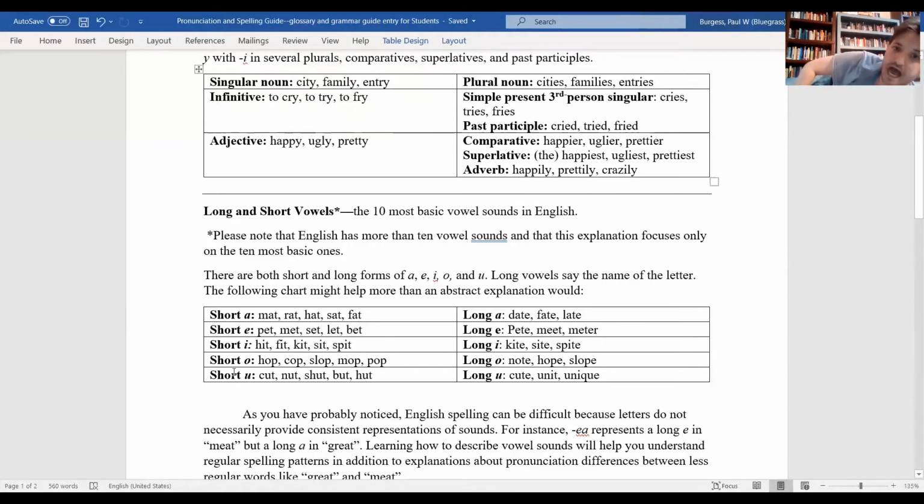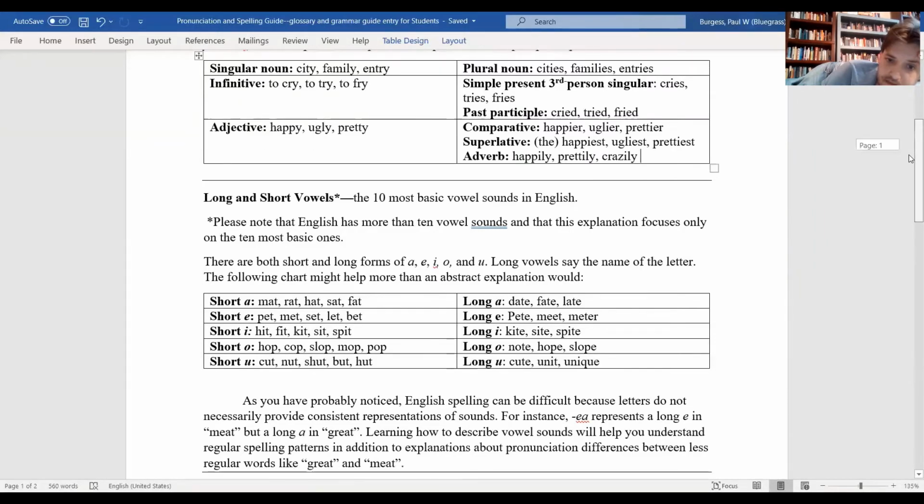short O, hop, cop, slop. Notice how very different hop and hope are for us, and how very different sit and sight are for us. Also notice neither one sounds like seat, not even close. Okay? Short U, cut, nut, shut, but, hut. Okay.